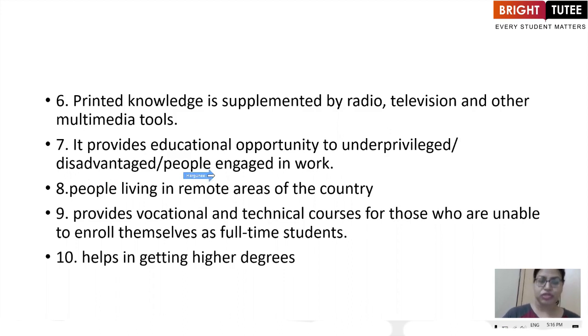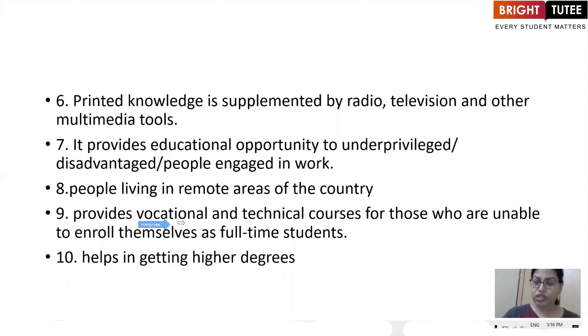That's the working professionals. In fact, people living in remote areas of the country as well. So where the facility of schools or colleges is not there, so people in those kind of areas and regions also can actually enroll themselves in open schools, because they don't have to go in a particular institution and take the classes. So that's the benefit of it.